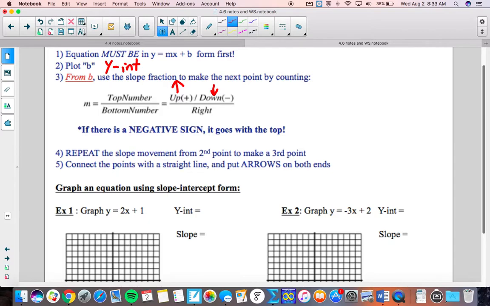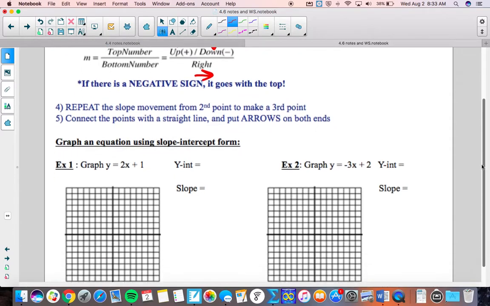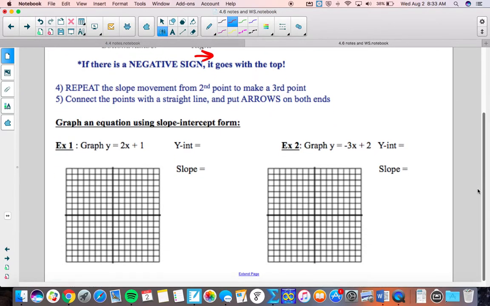If it's negative, we're going to go down. And then we don't make a point. Once we go up or down, we don't put a point there. We then need to move right whatever the bottom number is, or the denominator. And we're going to repeat that movement that we just did in step number 3 over and over. So we're going to get more points from the slope. That is how we move to make a line, to get that series of points. And a line is really just a series of continuous points going on forever and ever. At the end, we put arrows on it.